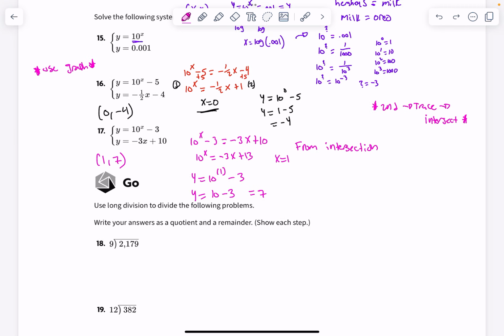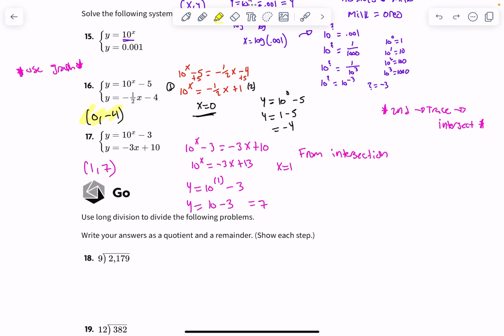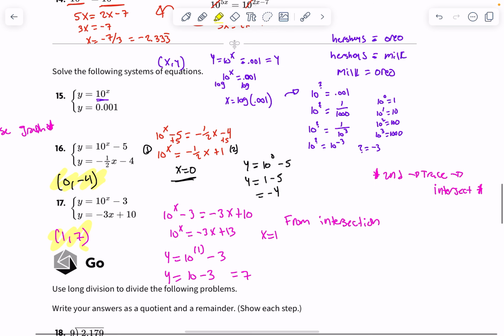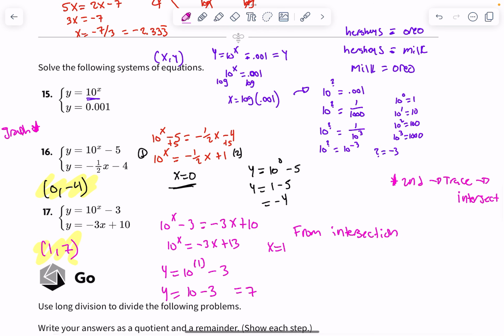That's my answer. So this is 1 point, another point here. What was my answer here? Did I not write it? So this was negative 3.001. Okay, this is my other one.